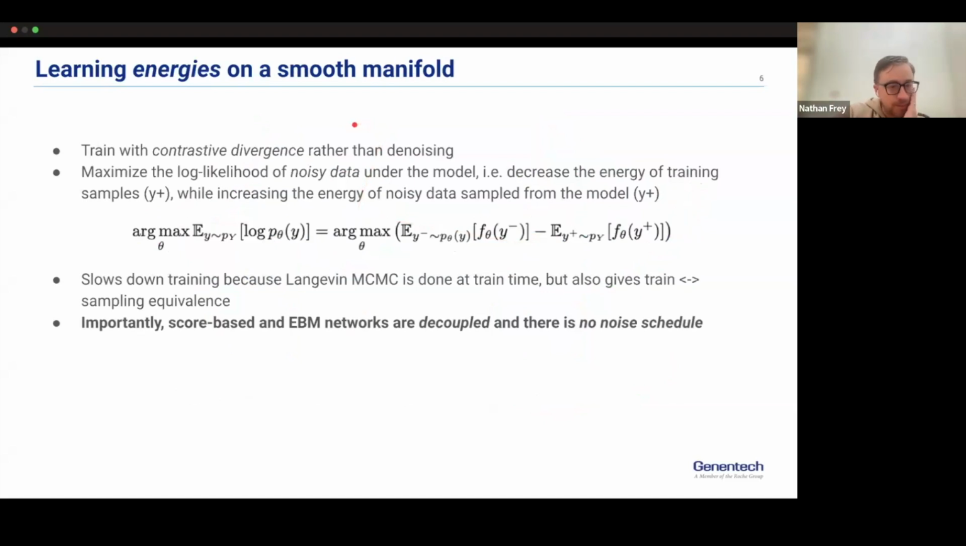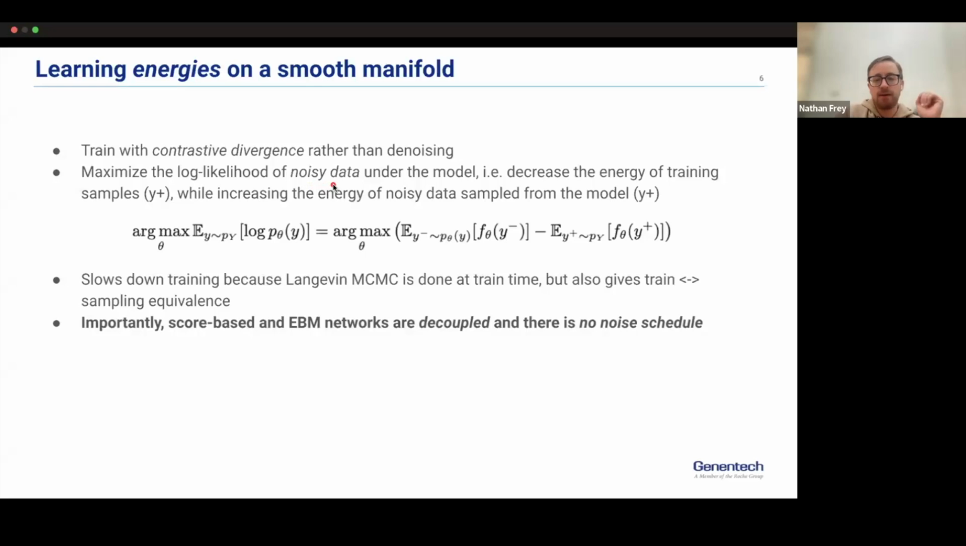Okay, so now there's a second piece, which is not just learning scores on a smooth manifold, but learning energies on a smooth manifold. So here, instead of training with a denoising objective, we're going to train with a contrastive divergence objective, as is typical for an EBM. And this is really the piece that is unfamiliar to people, but is again quite simple once you understand what's happening. The energy-based model is trained completely separately from the score-based model. They don't interact at all. There's no adversarial loss going on. They're completely decoupled. And the energy-based model is only ever seeing noisy data.